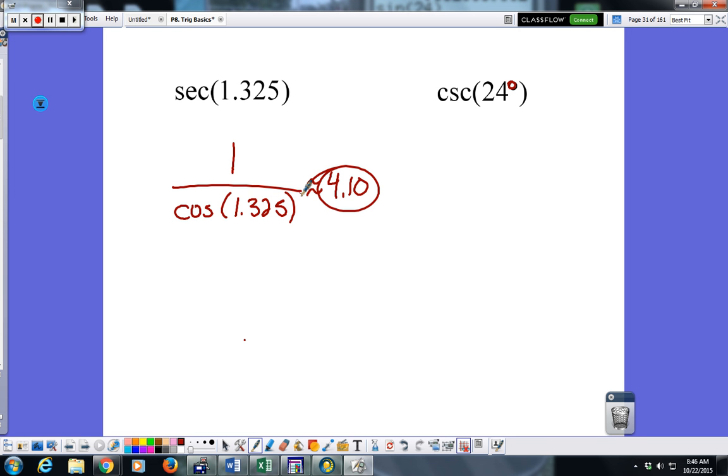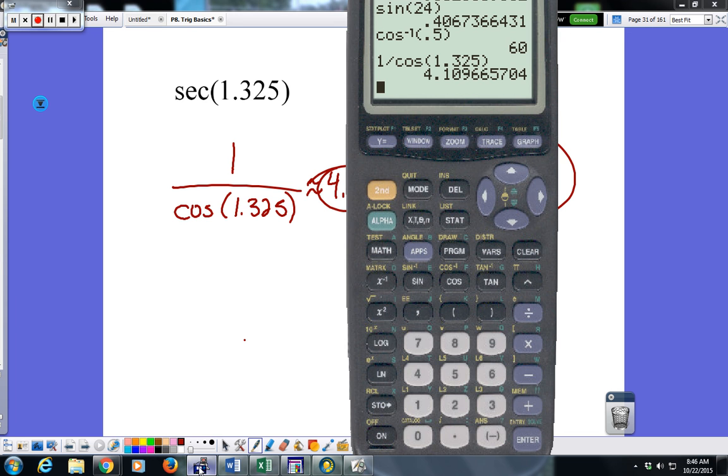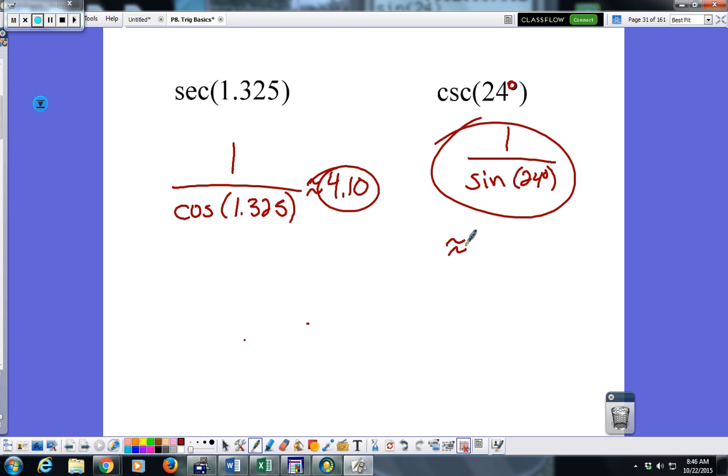Now the second one, cosecant. Cosecant is a reciprocal of sine. So to find the cosecant of 24, that would be 1 over the sine of 24, or the reciprocal of the sine. And we get, anybody get it? About 2.45. Sounds good. Any questions on how to type those in? That's all they are, reciprocals.